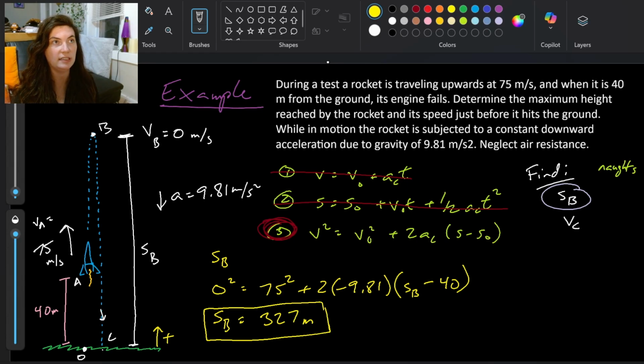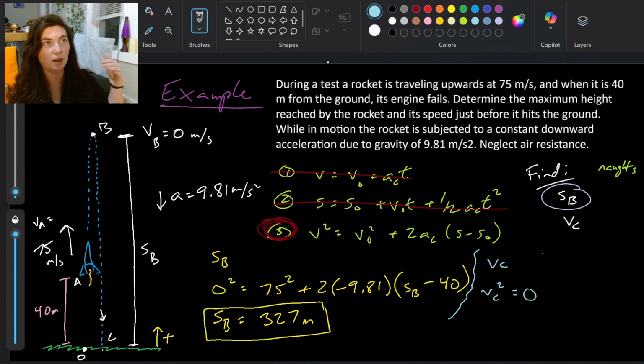And now that we know that, we can use this exact same equation to solve for VC, where now our initial condition is B and the final condition is C. So exact same thing for VC. Let's use a different color actually. Do this one, blue. So for our VC, we're going to have our final condition, VC squared. And now that initial velocity is 0, right? Our initial condition is B, our final condition is C in this case.